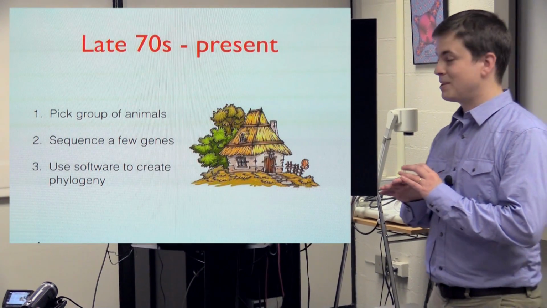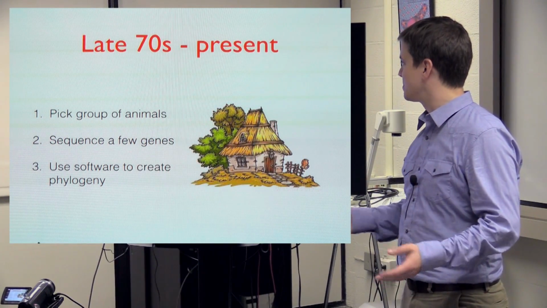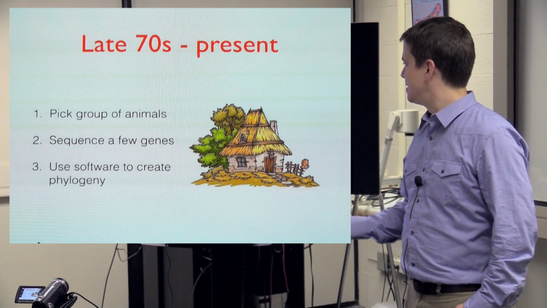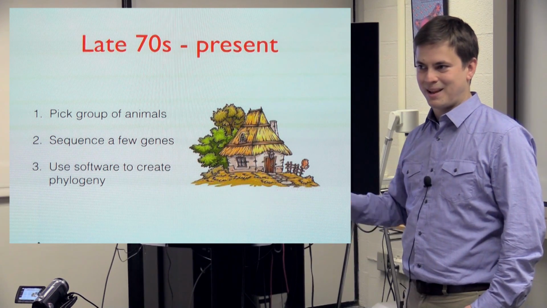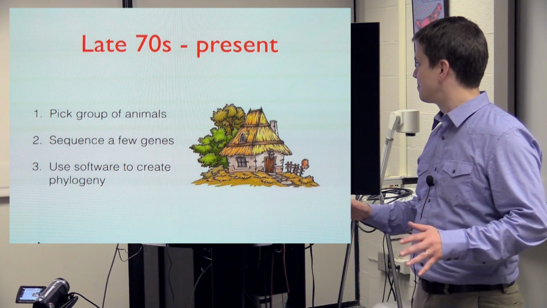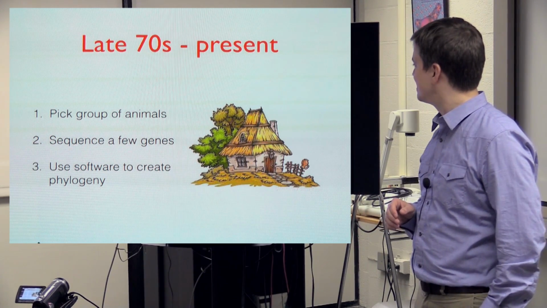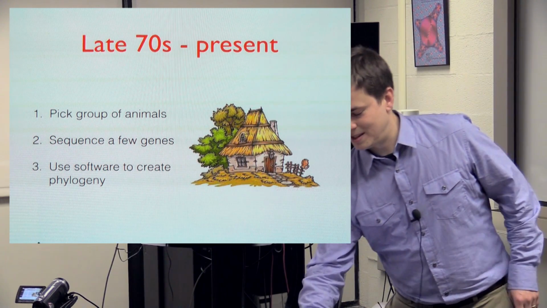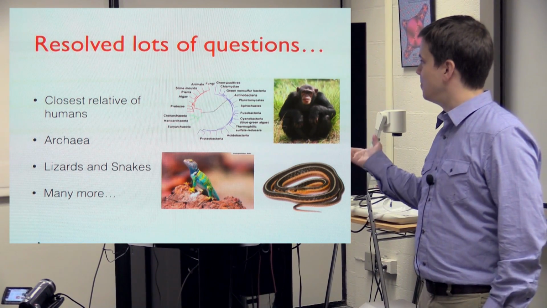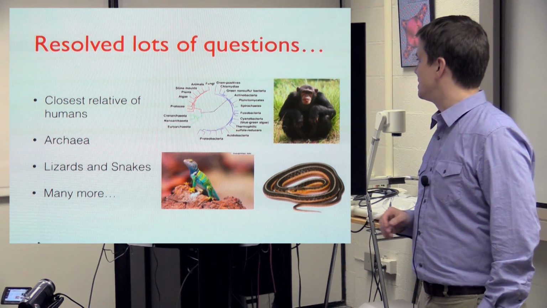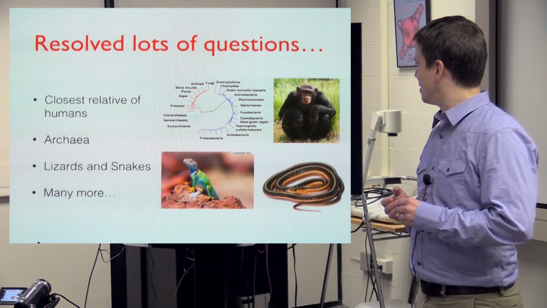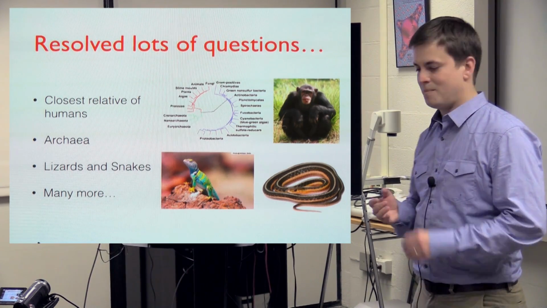So in this type of study, you sequence a number of individuals, or pick your favorite group of animals, sequence a couple genes, and then use software, because nobody does this by hand anymore. It's too hard to make a phylogeny. There's a whole cottage industry of this type of study starting probably in the late 70s until the present. And people have used this to resolve all sorts of questions, like figuring out who the closest relative of humans is, which is the chimpanzee. But I think there was some question about that up until there were DNA sequences available.